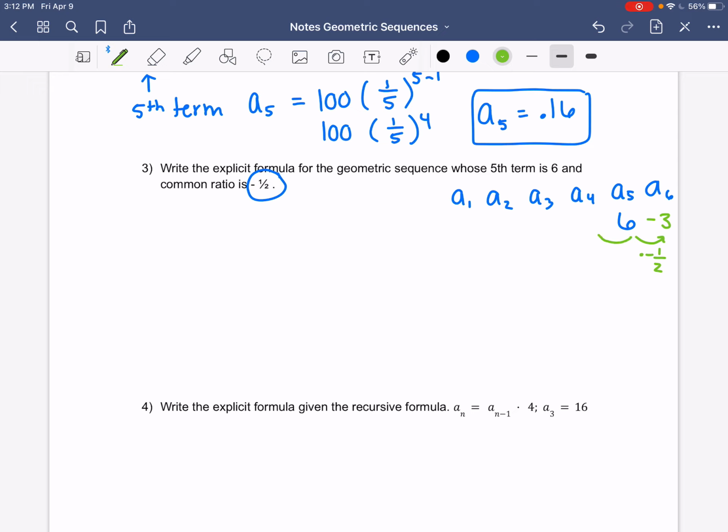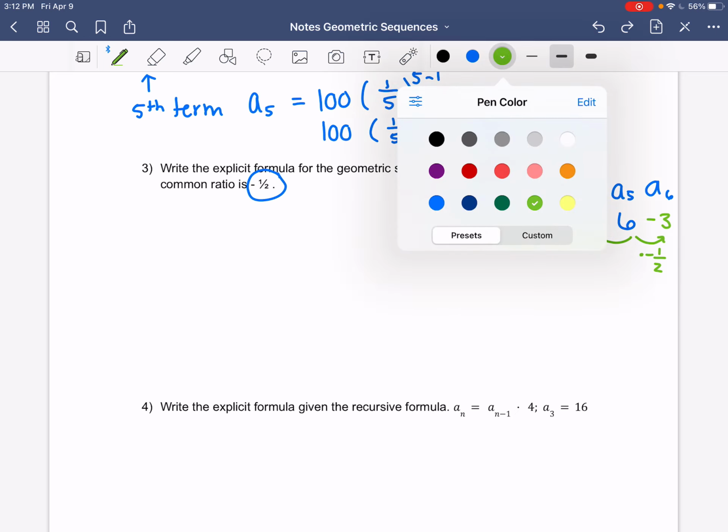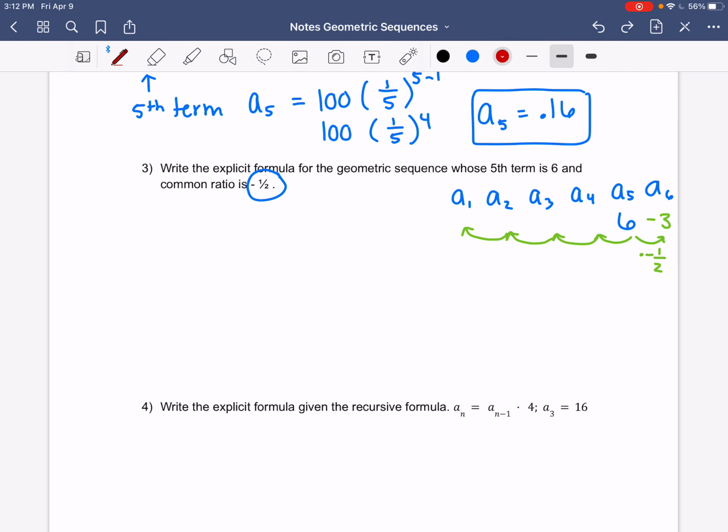If I wanted to go backwards to find the 1st term, because we need that to be able to write the explicit formula, instead of multiplying by -1/2, we would divide by -1/2, which is the same as timesing by -2. So 6 times -2 is -12, times -2 is 24, times -2 is -48, times -2 is 96.